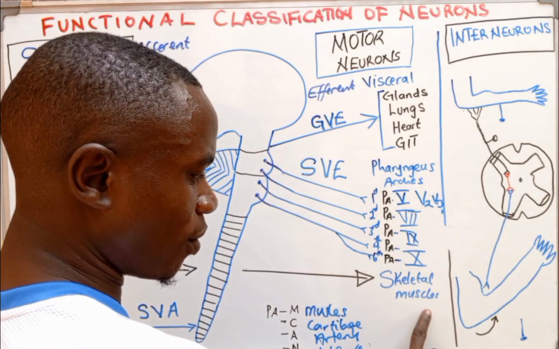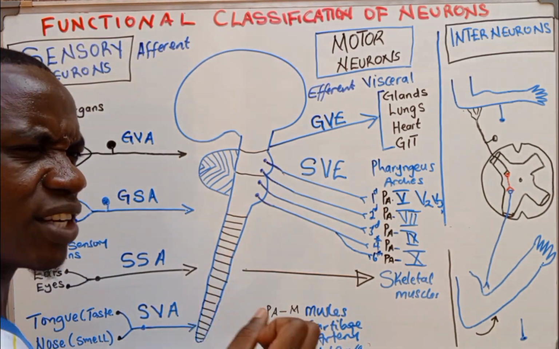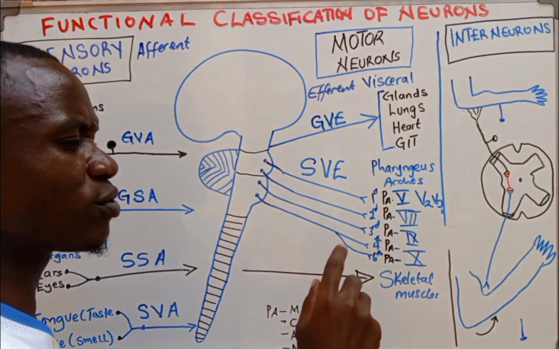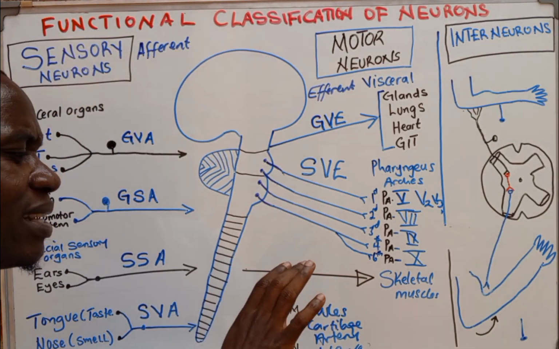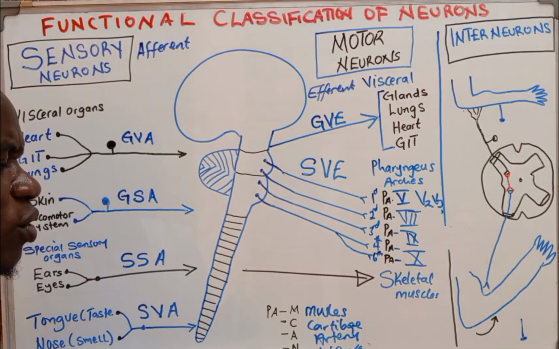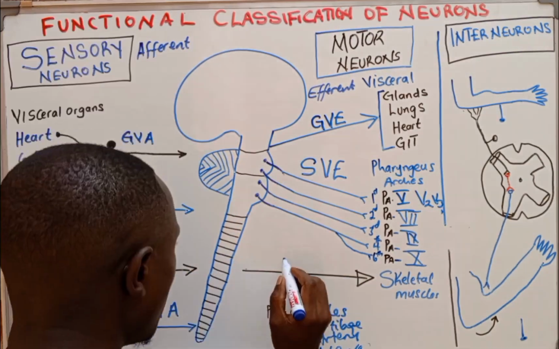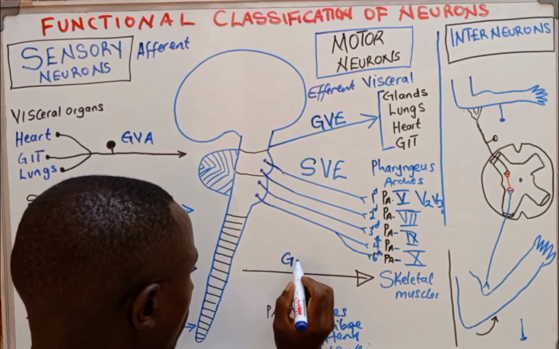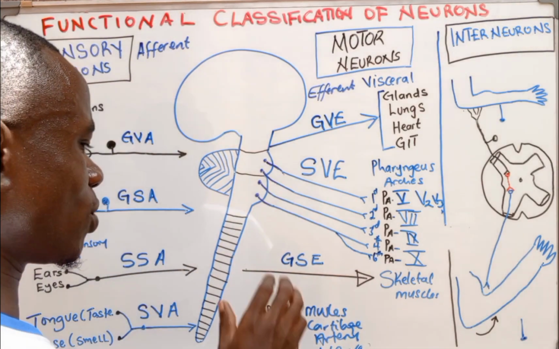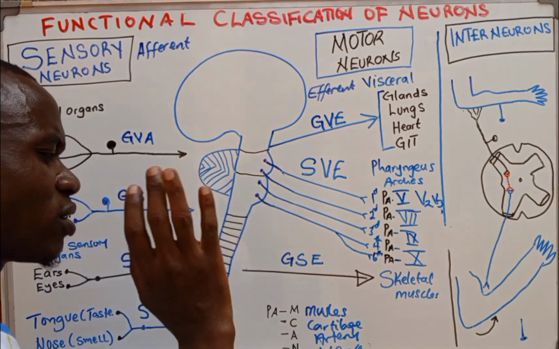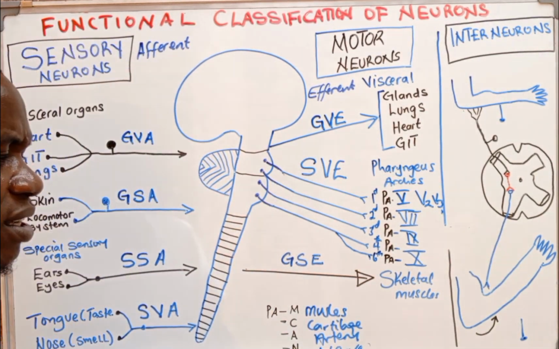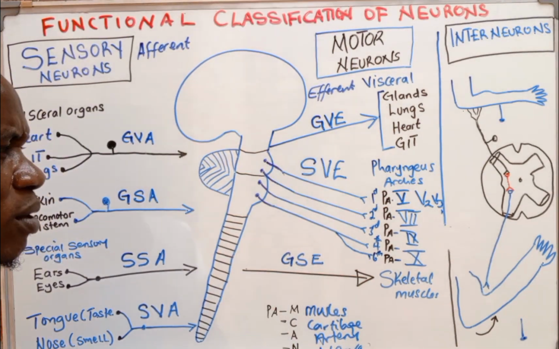Then coming again to the last one, which is the skeletal muscles. Skeletal muscles are more somatic. So the motor fibers coming off from the central nervous system to the skeletal muscle are somatic, and they are what we call general somatic efferent fibers. These general somatic efferent neuron fibers innervate different skeletal muscles to aid in movement.